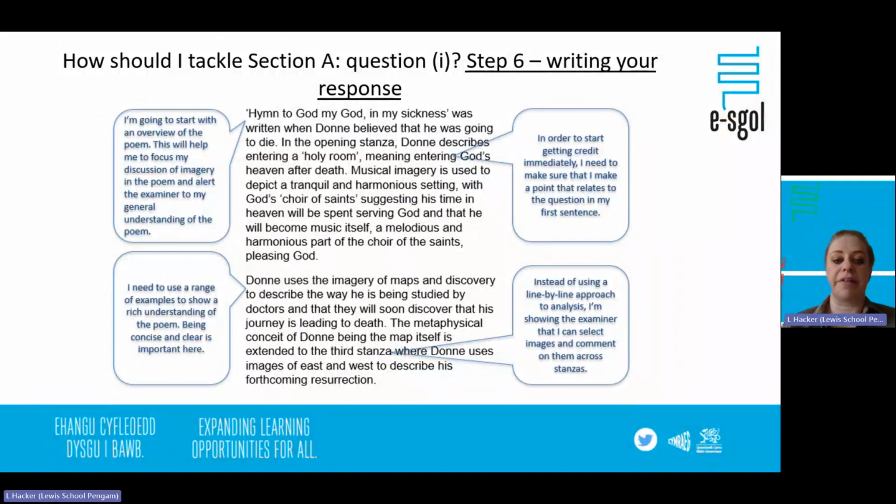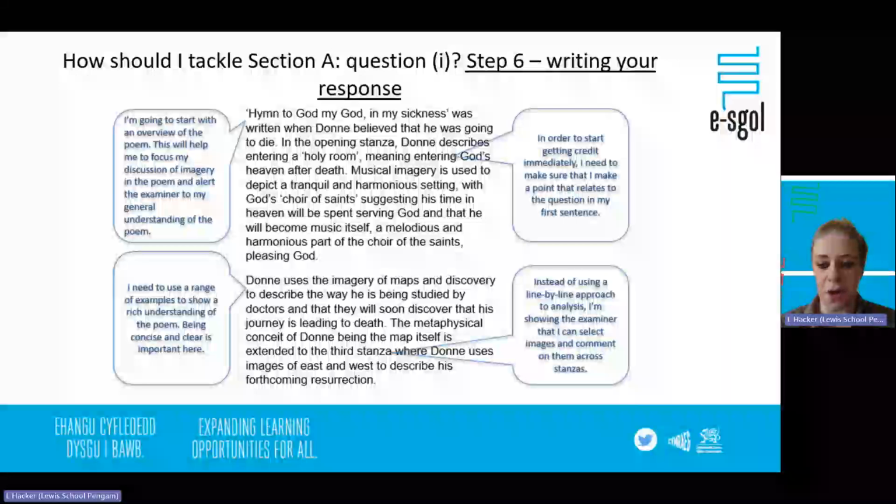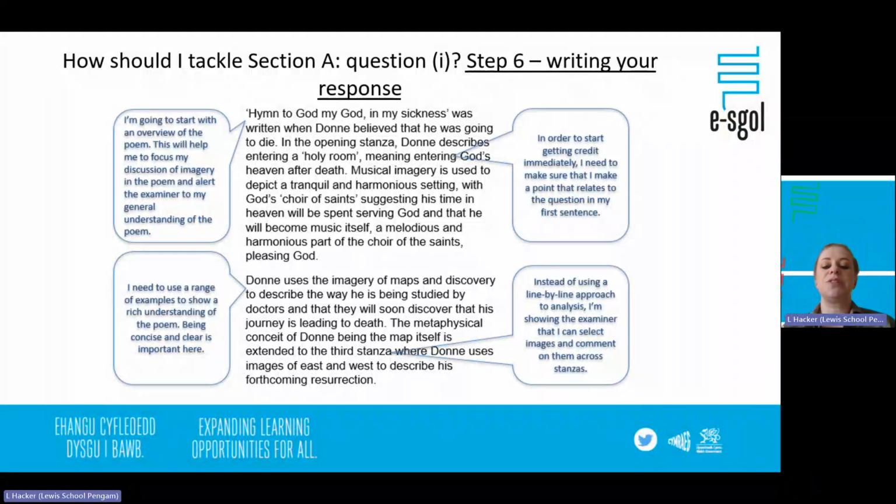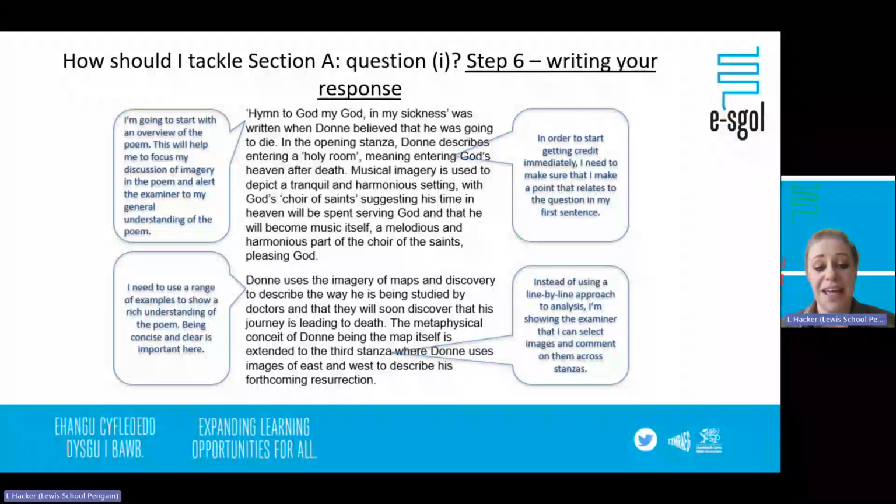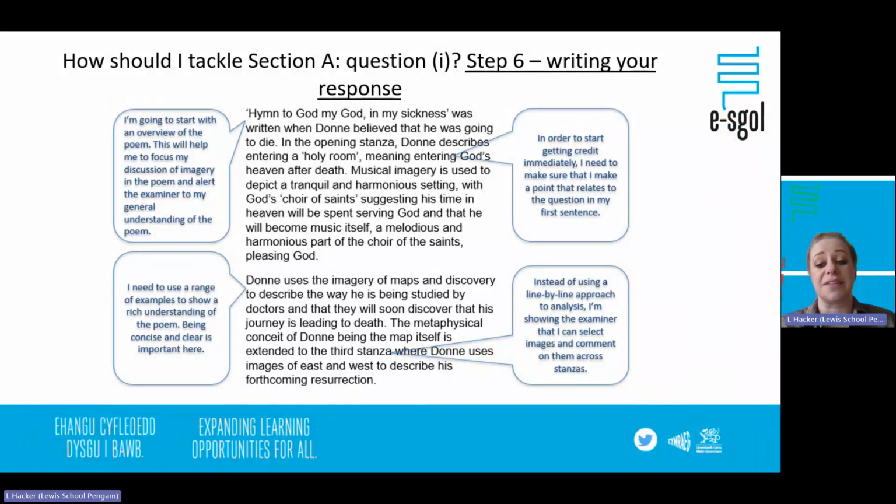Okay, on to the second paragraph then. Donne uses the imagery, so we're still remaining focused on the question. Donne uses the imagery of maps and discovery to describe the way he is being studied by doctors. They will soon discover his journey is leading to death. The metaphysical conceit of Donne, being the map itself, is extended to the third stanza, where Donne uses images of east and west to describe his forthcoming resurrection. Okay, so a nice second paragraph there.